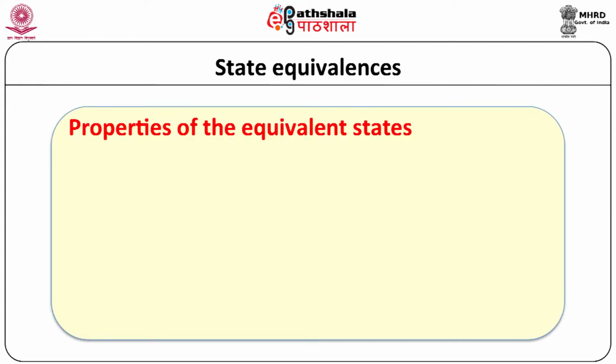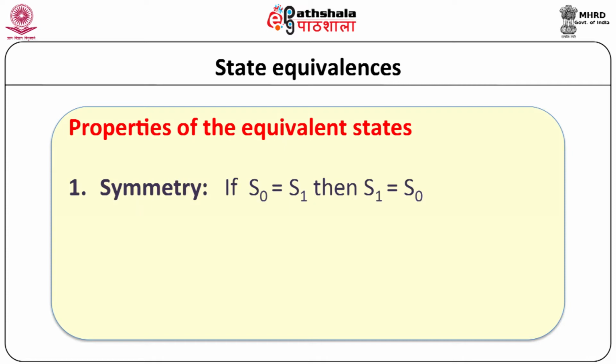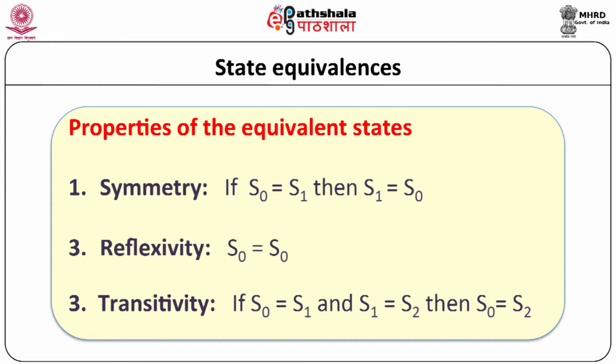The properties of the equivalent states are: first, symmetry. If S0 is equal to S1, then S1 is equal to S0, indicating both sides are the same. Second property, reflexivity. S0 is equal to S0. Third, transitivity between the states. If S0 is equal to S1 and S1 is equal to S2, then states S0 and S2 are equivalent.